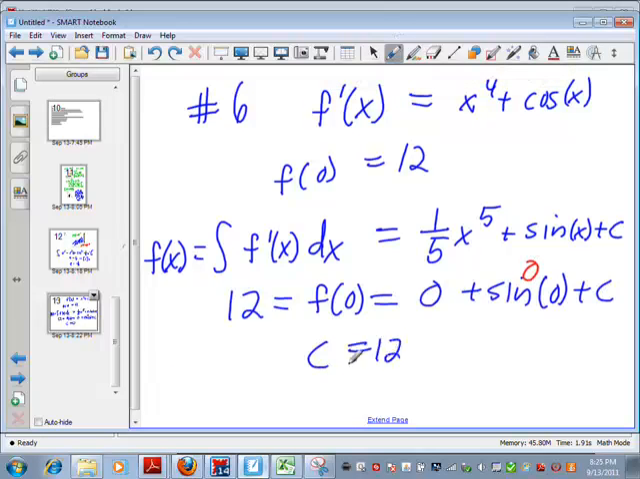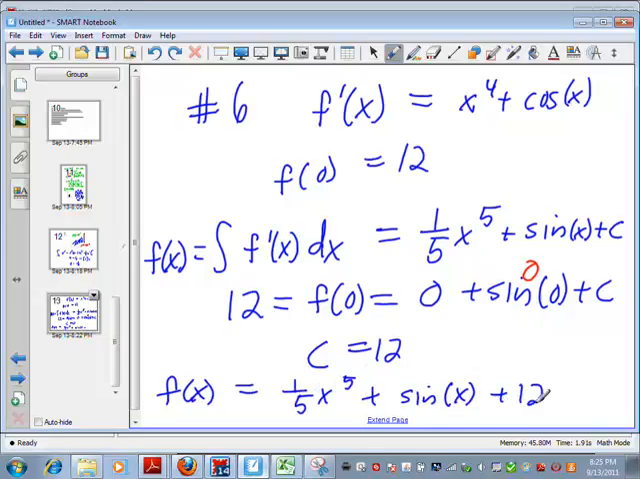is 12. And so the answer is the only function that has both of those properties is 1/5 x to the 5th plus the sine of x plus 12. That's the only one. It's one of the fundamental theorems in differential equations. I know, thrilling. I know.